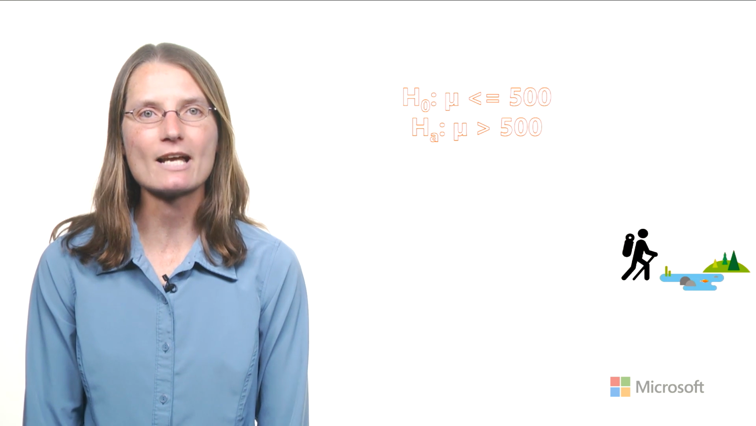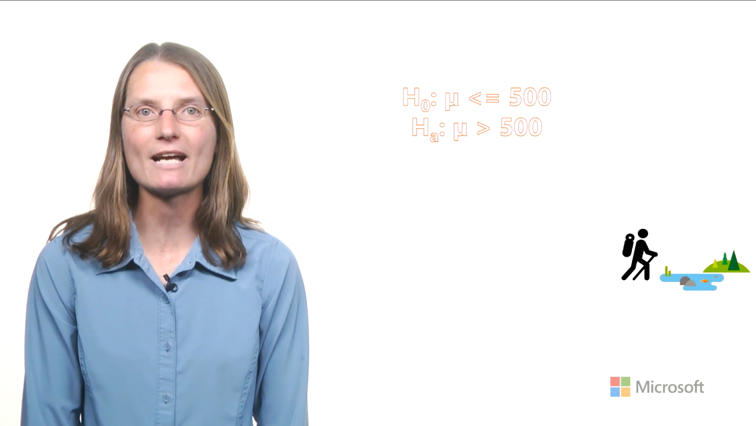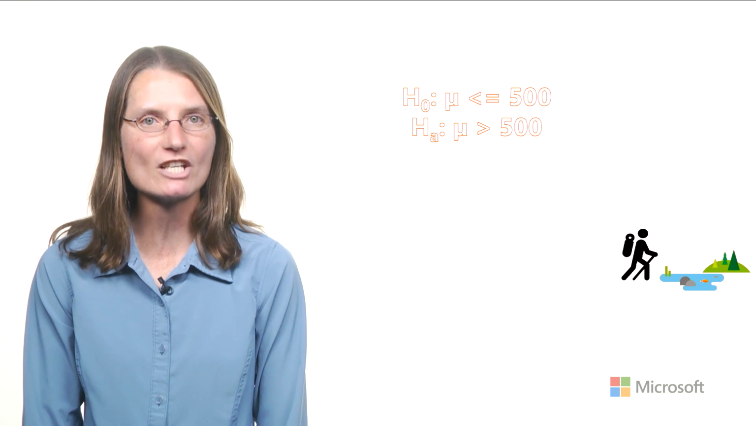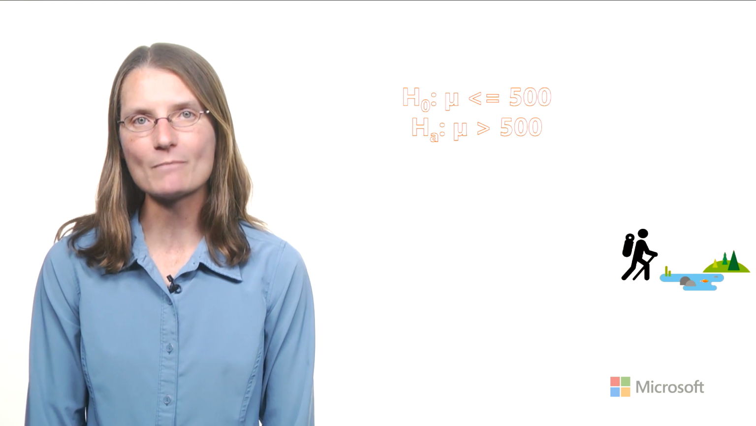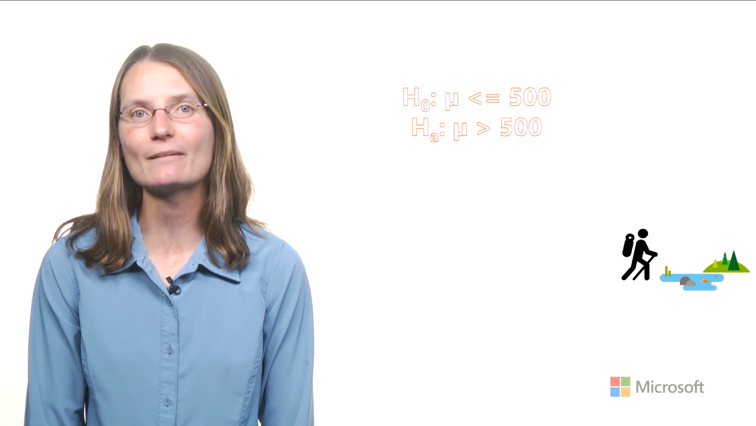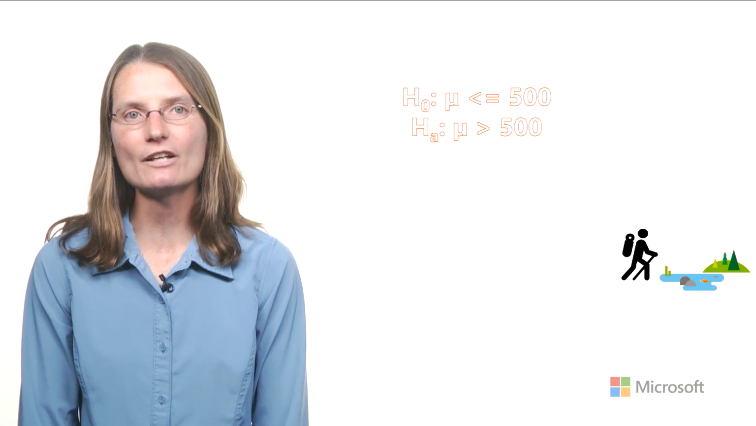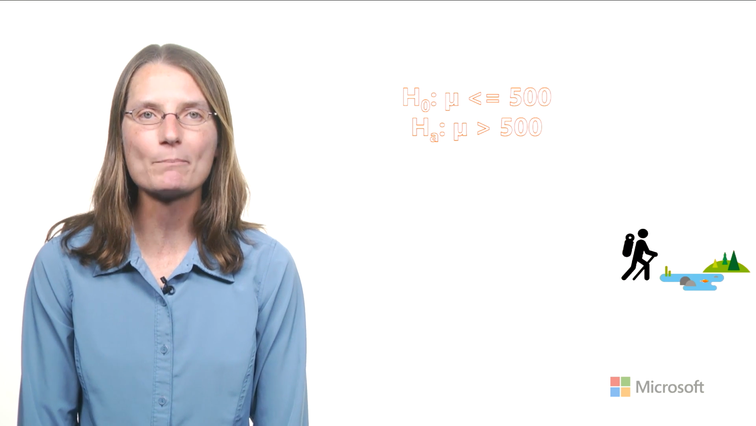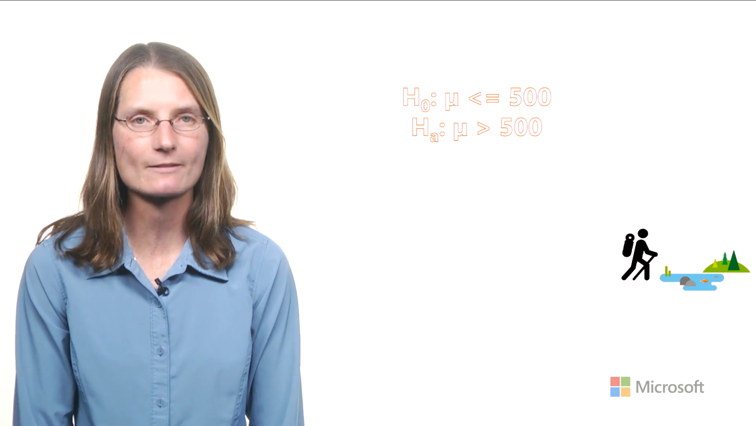Just like with z-tests, you start by stating your hypotheses. Let's imagine you are conducting a study about the average number of miles hiked by hikers in the Pacific Northwest in a given year. The mean is 500 miles, but you think it actually might be higher. So your null and alternate hypotheses would be for an upper one-tailed hypothesis test.